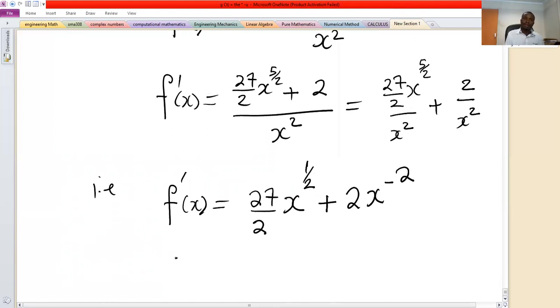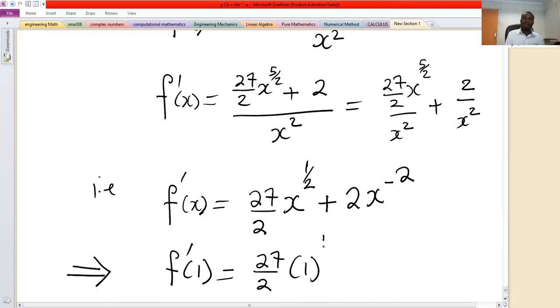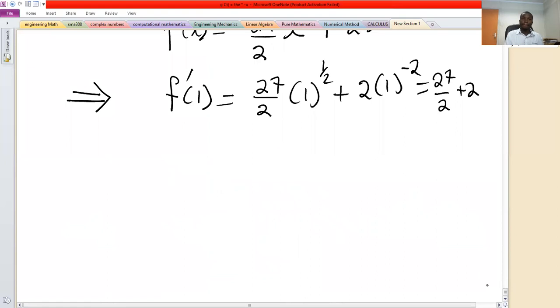So lastly, the value of the derivative at 1 will be 27/2 times 1 to the power 1/2 plus 2 times 1 to the power minus 2. That is 27/2 plus 2, which is 31/2, or simply 15.5. So this is the value of the derivative at x equals 1. Thank you.